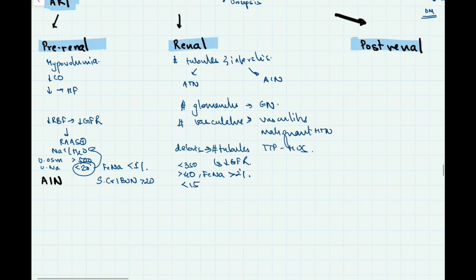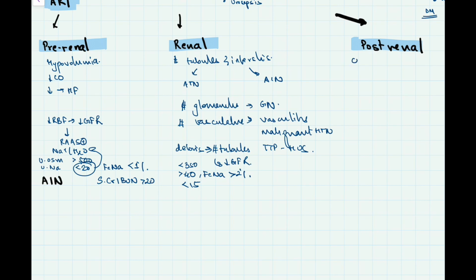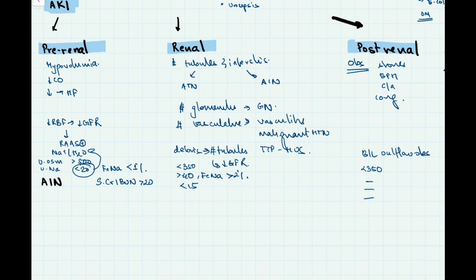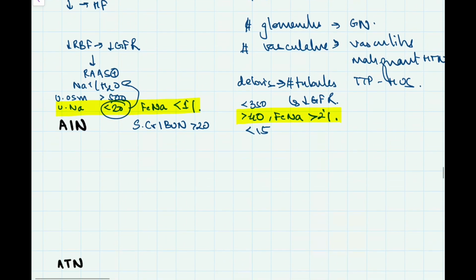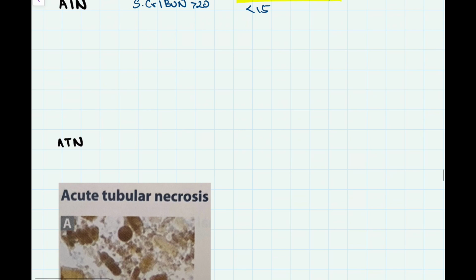In cases of postrenal causes or postrenal azotemia, there is an obstructive pathology like stones, BPH, cancer or congenital anomalies, right? So what happens is that there is bilateral outflow obstruction. The urine osmolarity would again be less than 350, while the sodium and creatinine would be variable. So this is very important, urine sodium and fractional excretion of sodium, to differentiate between the prerenal and renal causes as we discussed earlier. Now we will see the various causes of AKI.